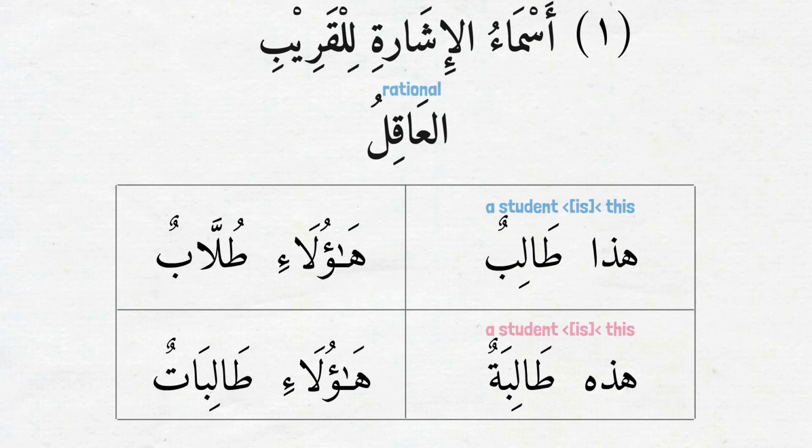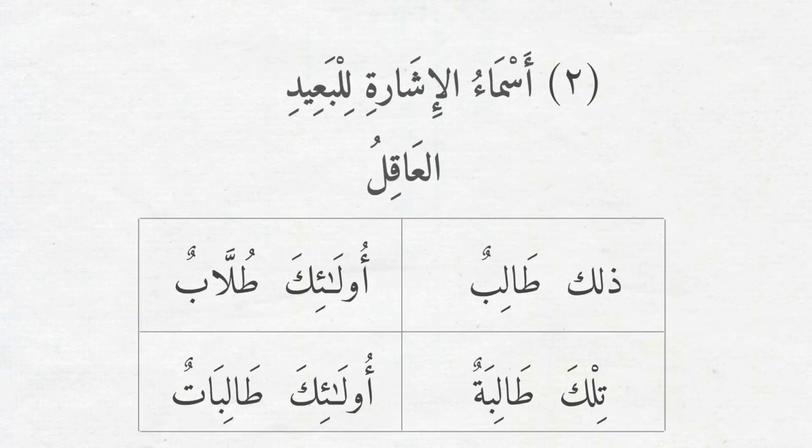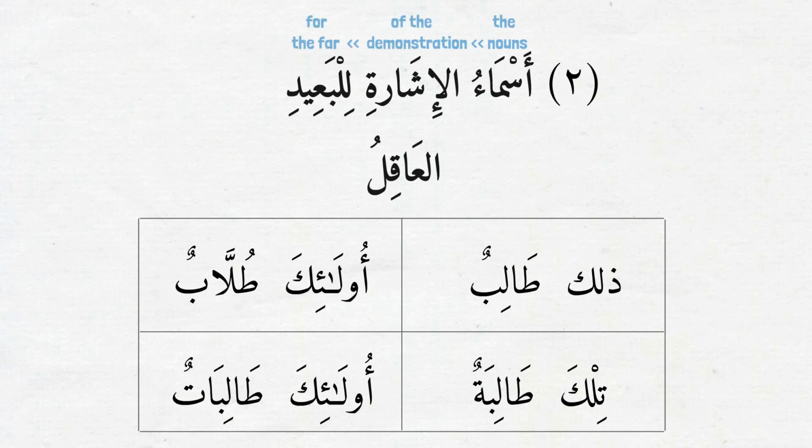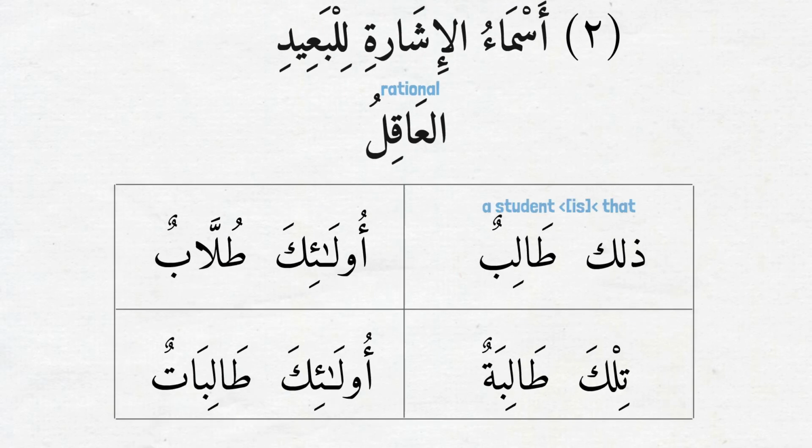Their plurals are جمع العاقل. So we should use هؤلاء for both of them. هؤلاء طلاب, these are male students, and هؤلاء طالبات, these are female students. Table 2 gives examples for the usage of أسماء الإشارة للبعيد, the demonstrative nouns for the far, coming with the عاقل اسم. Examples are ذلك طالب, that is a student for مذكر, and تلك طالبة, that is a student for مؤنث. And the plural اسم الإشارة أولئك is used with their plurals, as in أولئك طلاب and أولئك طالبات. Those are students.